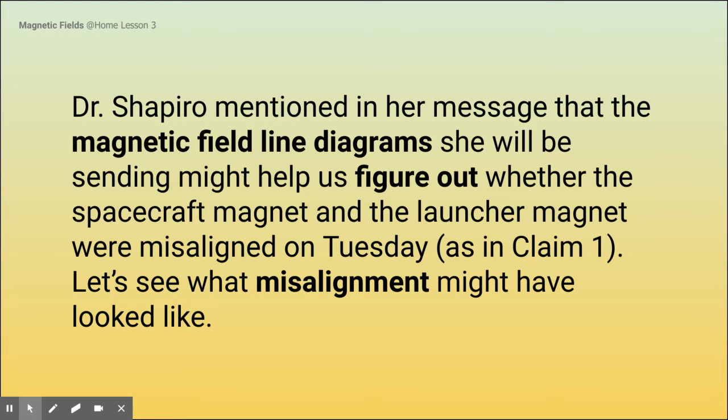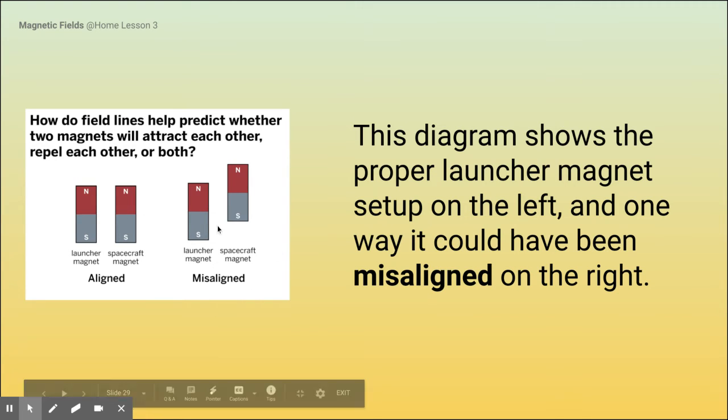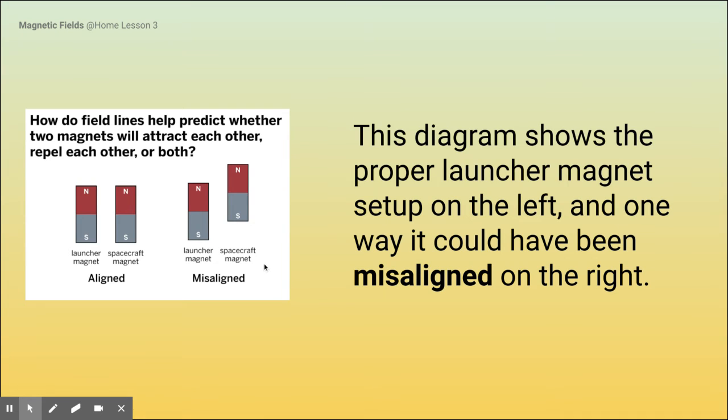Let's see what misalignment might have looked like. So misalignment is not lined up correctly. Okay, this diagram shows the proper launch magnet setup on the left and the one way it could have been misaligned on the right. So here is the launcher magnet, here is the space magnet or spacecraft magnet. So as you can see, everything is perfectly lined up together. If it were to be misaligned, you can see that it's skewed.